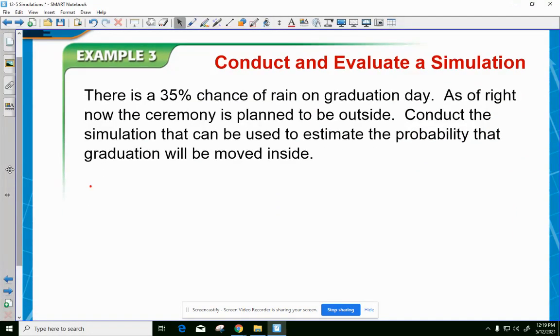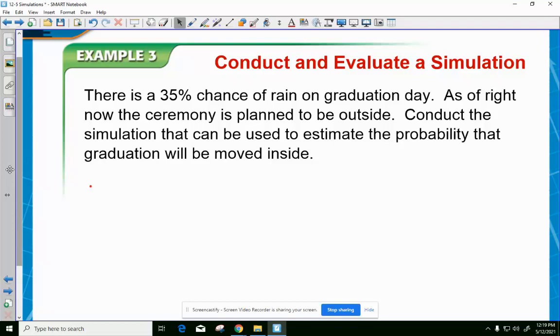Graduation is like next week, right? Right now it says there's a 35% chance of rain on graduation day. And as of right now, the ceremony's outside because COVID rules, okay? Not really. It's at the Civic Center if you're going. All right. But outdoor graduation, all good as long as what? As long as it doesn't rain, right? If it rains, you got to have a backup plan. Can't just decide to put everybody out there in their pretty dresses in the rain, right? Grandma ain't going to like that, okay?